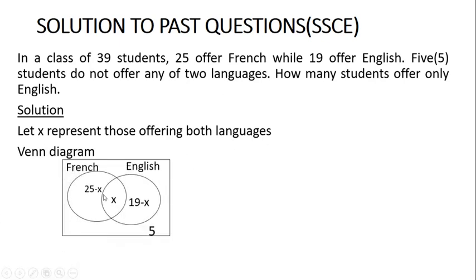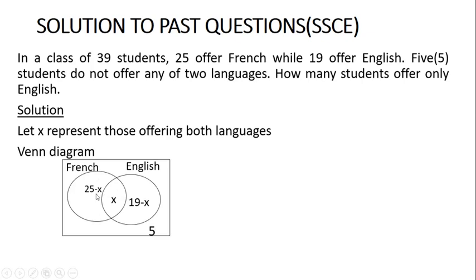Now look at this Venn diagram. This section of the Venn diagram is talking about those that offer French only. This section is talking about those that offer English only. This is talking about those that offer neither French nor English. That's why it is outside. And this x signifies those that offer both French and English.